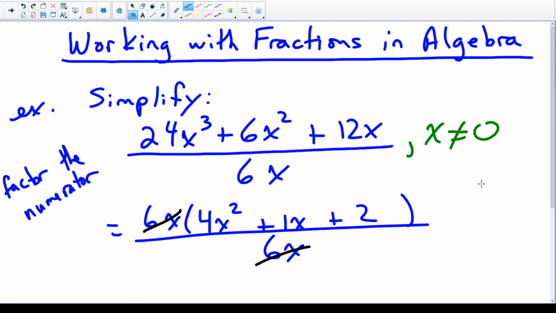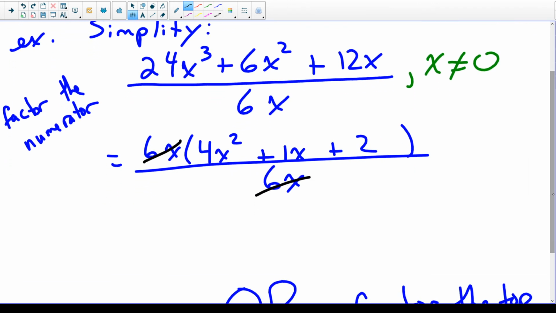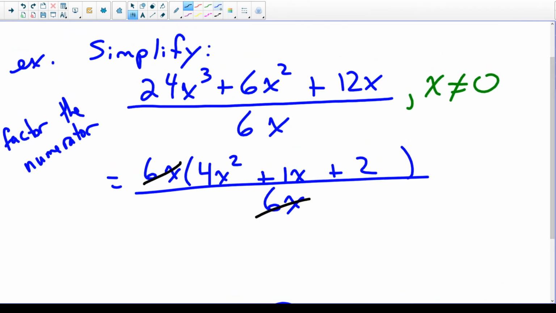Okay? For those of you that are a little stronger, you might have seen that we could simplify 6x at the bottom with all three terms at the top. But I cannot tell you how many students have just done this on me in the past that have driven me crazy. Okay? You're not allowed to just divide out from the 24. It's all three terms at the top that are being affected by the 6x. So if you factor it first, you're going to see that happen. And our final answer will be 4x squared plus x plus 2.